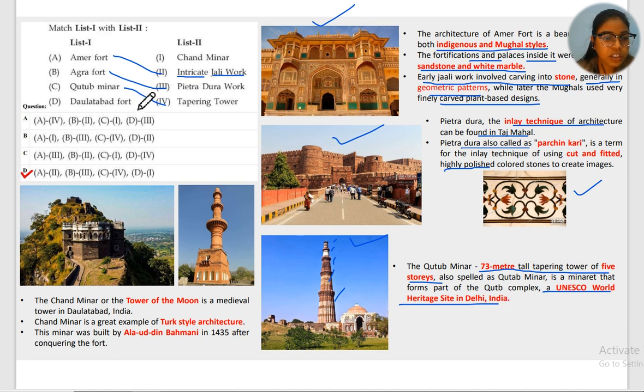After that, we have in the options the Daulatabad Fort. Here you can see the image of the Daulatabad Fort, and the Chand Minar of the Daulatabad Fort is its special feature. The Chand Minar can also be called the Tower of the Moon. Here in the image, you can see the Chand Minar. It is a medieval tower in Daulatabad, India. Its architectural style is Turk style architecture, and this minar was built by Alauddin Bahmani in the year 1435 after conquering the fort. So, the Daulatabad Fort has the Chand Minar.